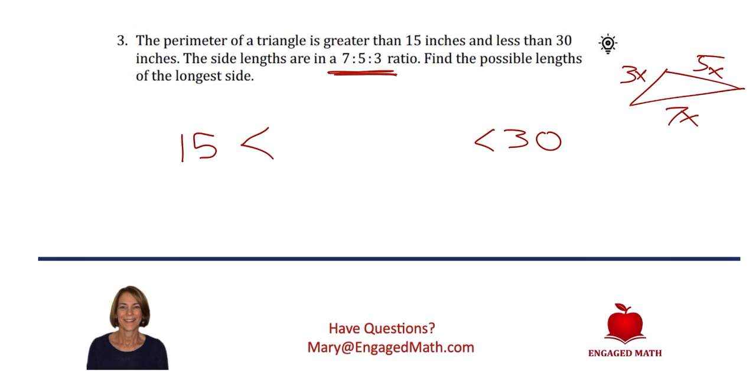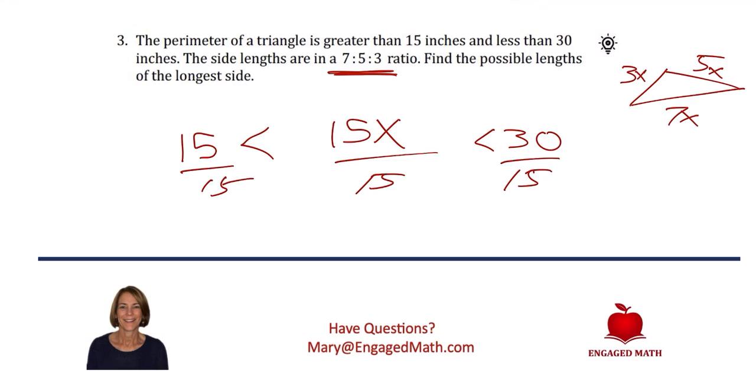So what we're going to do for perimeter is add 3x, 5x, and 7x, which is going to give us a total of 15x. So I'm going to say 15x has to be greater than 15, but 15x is less than 30. Divide everything by 15 to get x alone. And just like that, we get that 1 is less than x, which is less than 2.